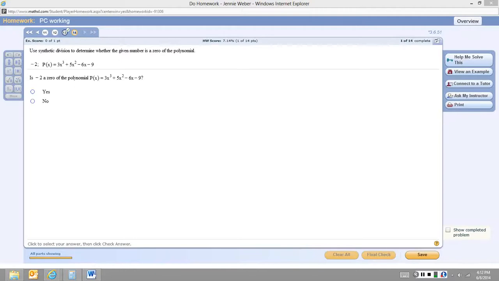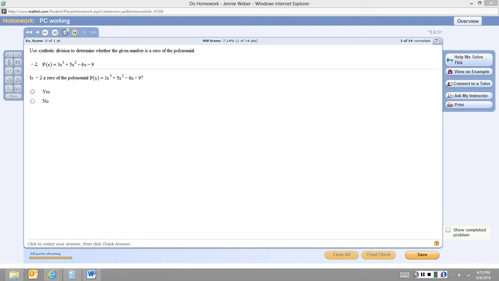Okay, we're told to use synthetic division to determine whether the given number is a zero of the polynomial. And so what we're doing is we're just testing if something is a zero. To test that, we're just going to divide it in. The goal is that if it is a zero, it will have a remainder of 0. And so that's how we test zeros.